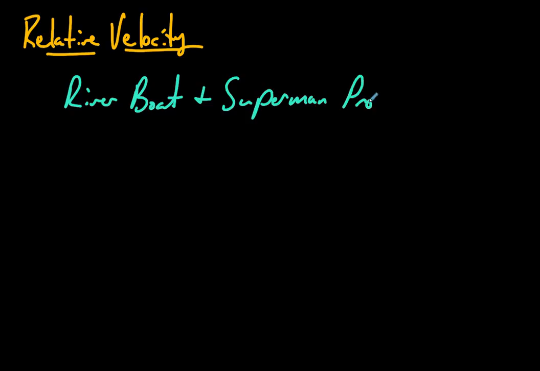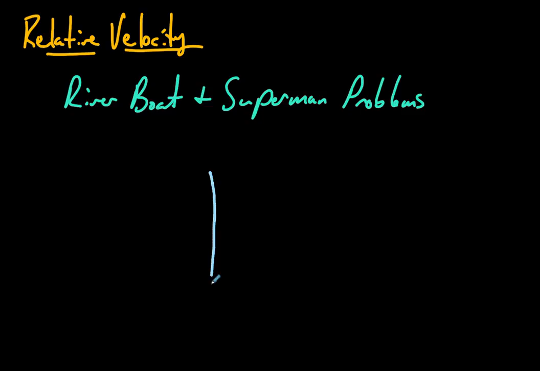So let's talk about relative velocity. Okay, so relative velocity. There's kind of two categories of relative velocity problems. We'll call them riverboat problems and Superman problems. And I think what we'll do is we'll just start with an example. Okay, I think that's the easiest thing to do.